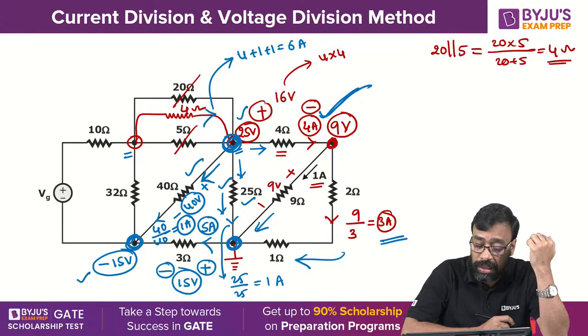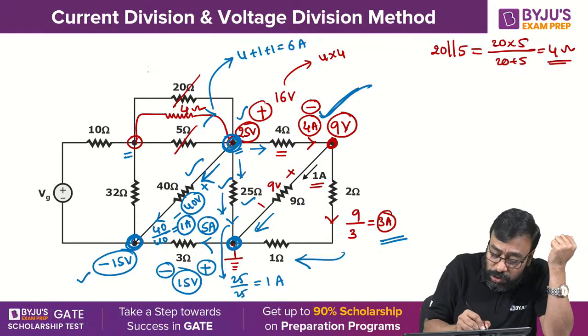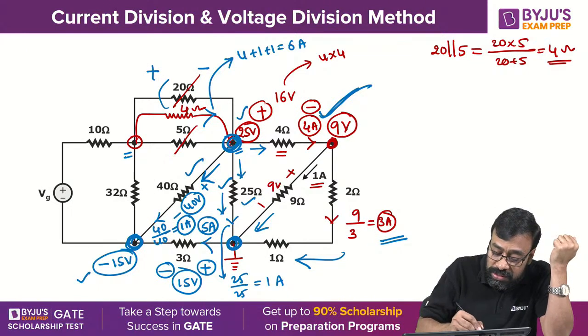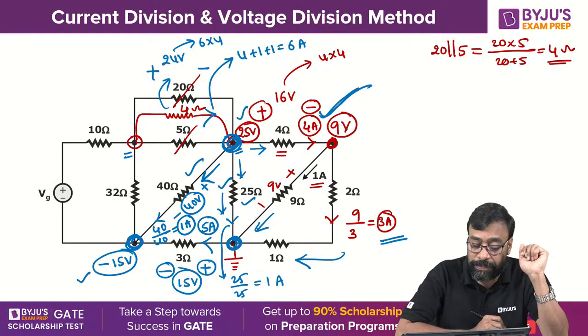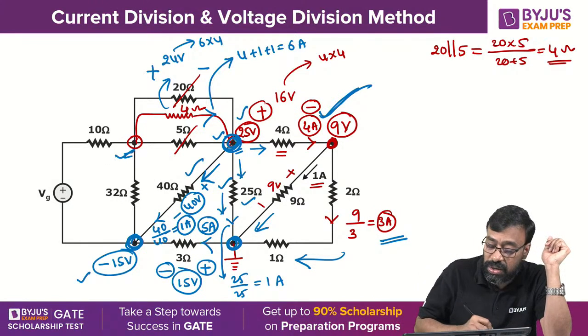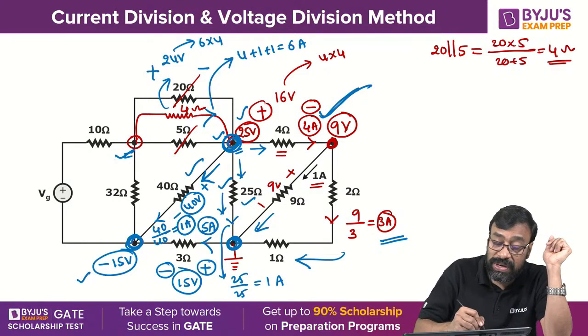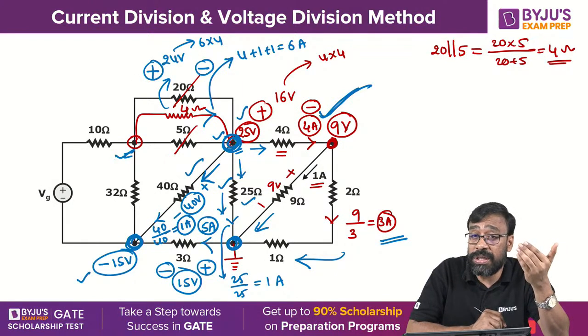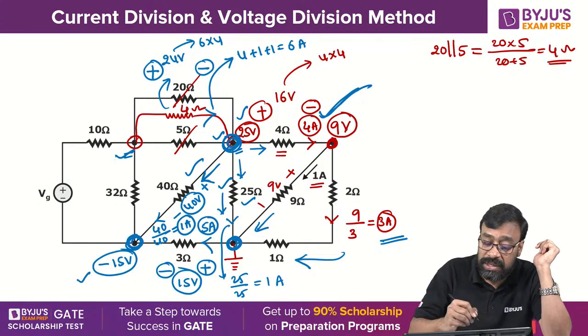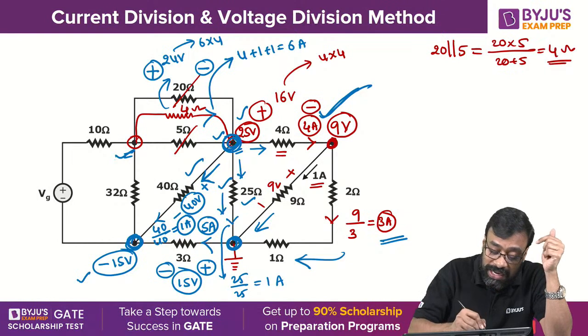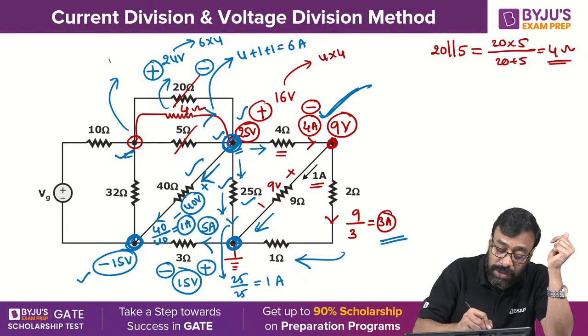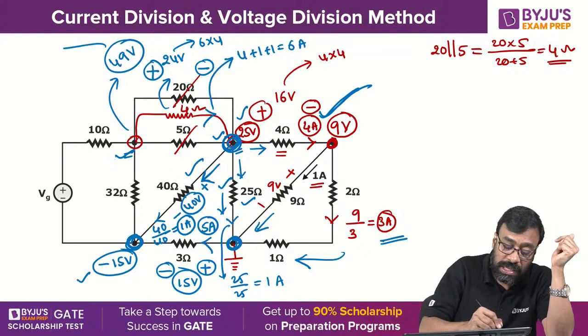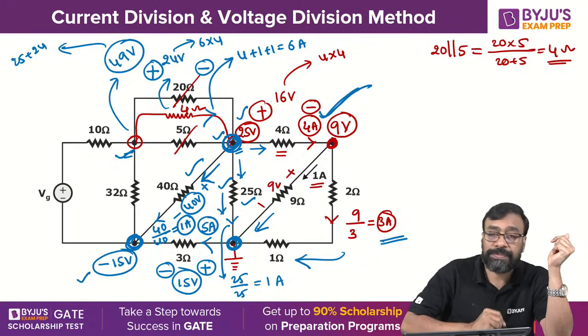Yes or no? Okay. So 6 amperes into 4 ohm will give you, across this element, 6 into 4, 24 volts. Now jump from this particular node to this particular node. 25 plus 24. Why plus 24? Because you are jumping from lower potential to higher potential. When you're jumping from lower potential to higher potential, you take the voltage. Already 25 is here, 24 is supposed to be taken. Finally, 25 plus 24 is nothing but 49 volts. Following? Okay.